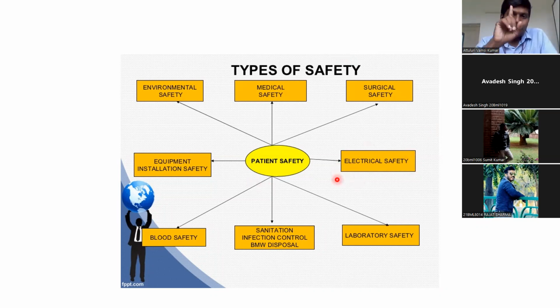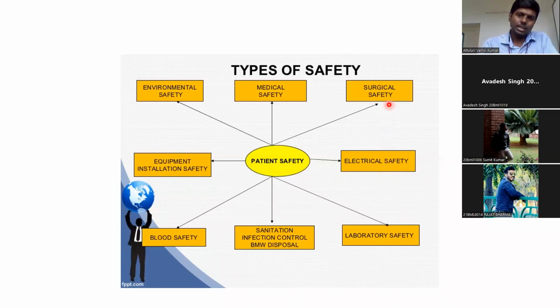These are the safeties. All these small safeties will contribute to patient safety. They are not directly connected to patient safety, but they are certain factors that will contribute to the overall patient safety. That includes electrical safety, surgical safety, medical safety, environmental safety, equipment safety, blood safety, and sanitization safety. So even though NABL will give accreditation to a lab, it will mind about these safeties, whether you have proper electrical safety or not, whether your lab has surgical safety or not.